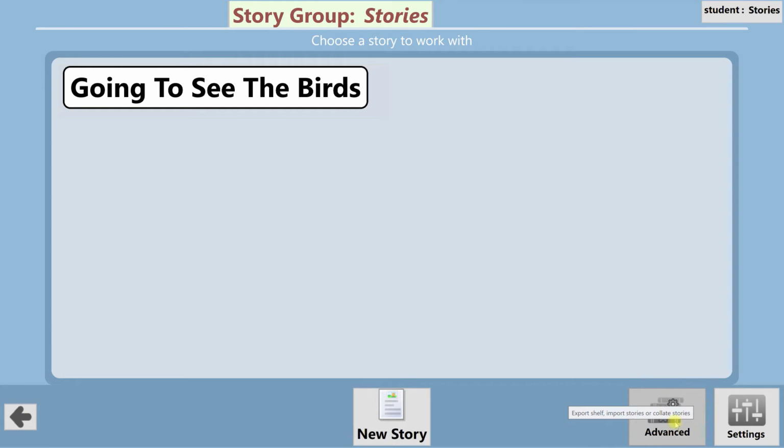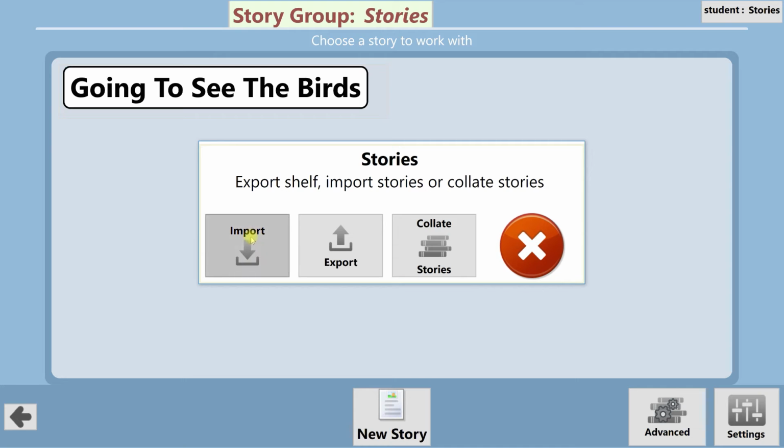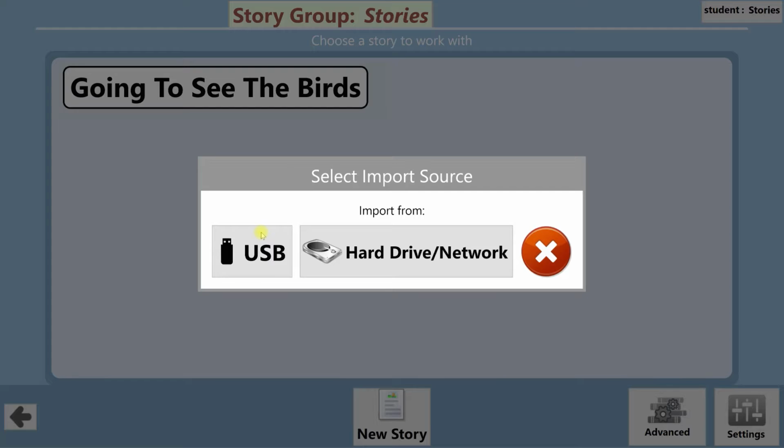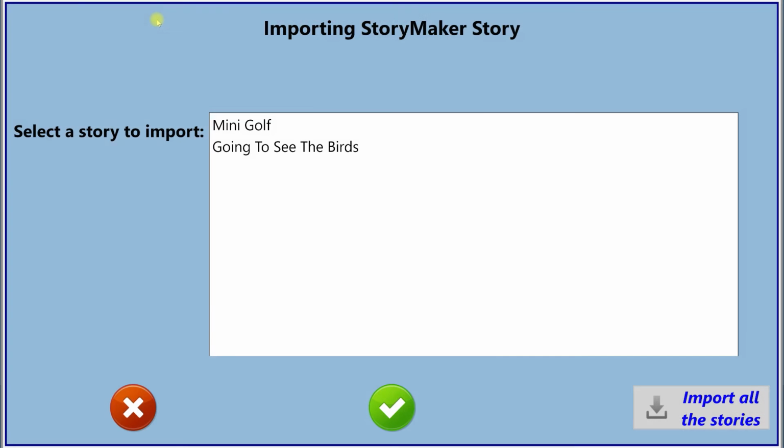We'll go to Advanced again, and this time click on Import. I've got stories on the USB, so we'll click on the USB, and there's that Going to See the Birds story we just exported sitting on the USB drive. But let's import Minigolf. So highlight the one you want to import and then hit the tick button. Or if you want, you could import all the stories that are showing on the USB drive. So we'll hit the tick button.